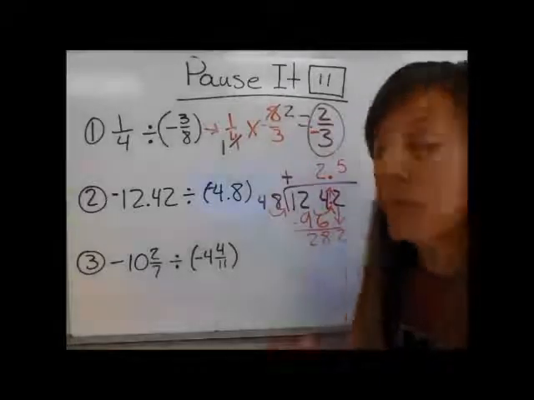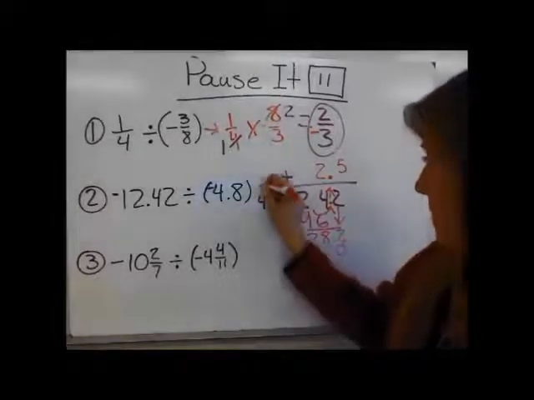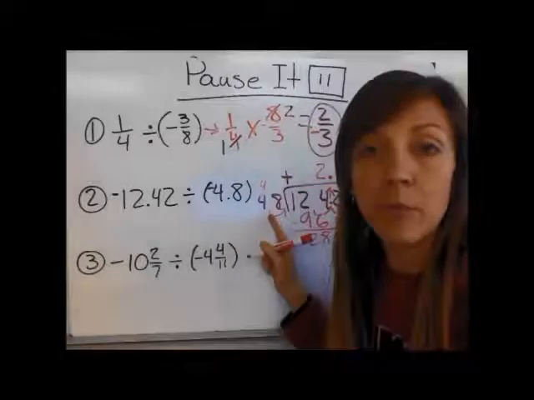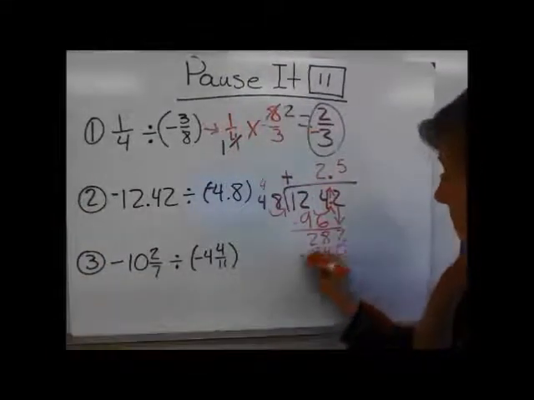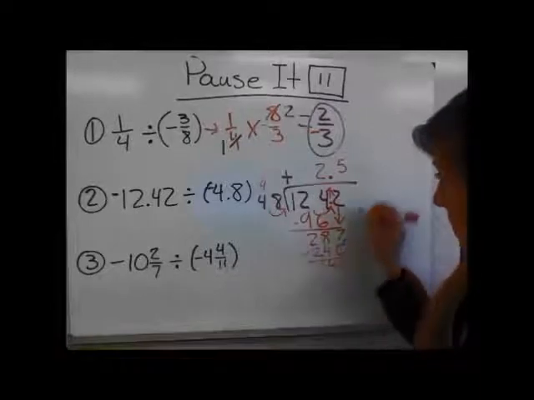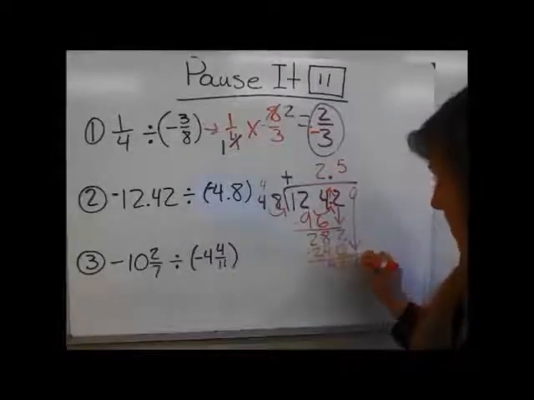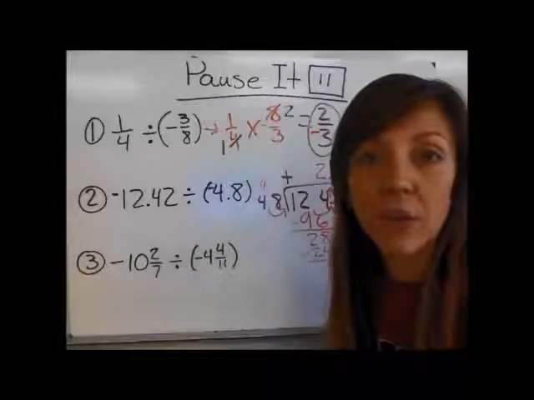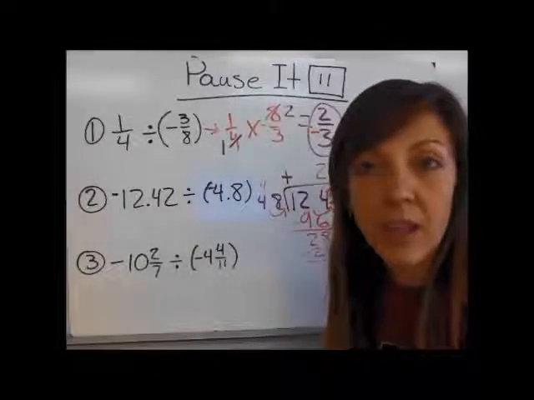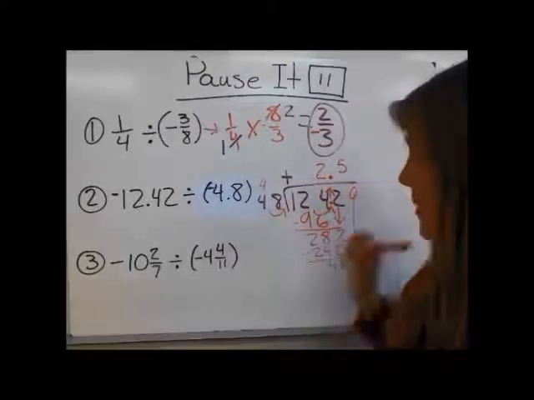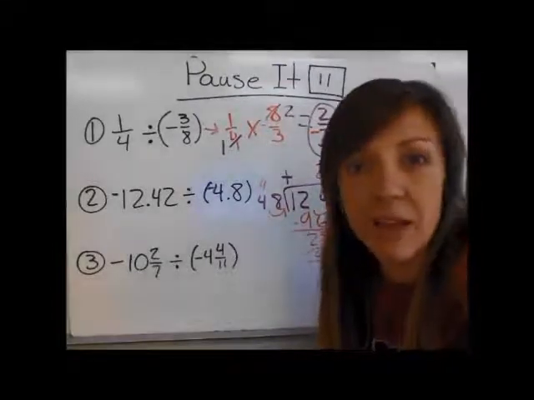Five times 8 is 40. 5 times 4 is 20, plus 4 more is 24. I get 42 and bring down my 0, 420. 48 into 420 goes about 8 times.